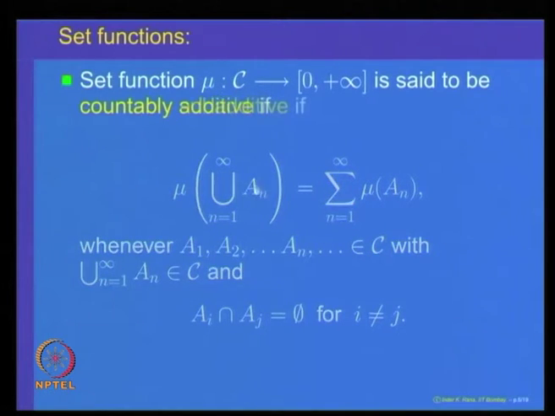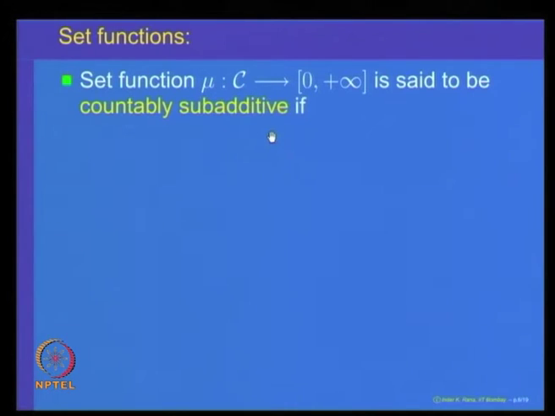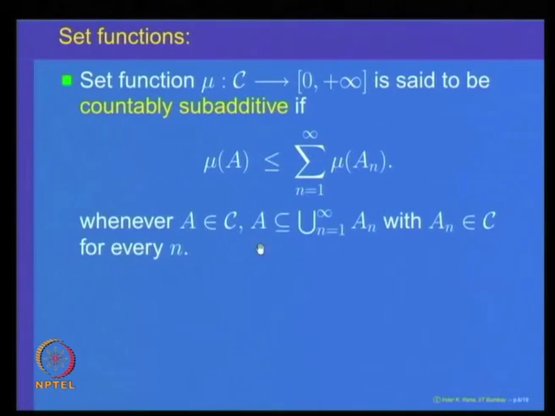There is another notion called countably subadditive: mu is countably subadditive if mu of A is less than or equal to the summation, n from 1 to infinity, of mu of A n, whenever A is a set in C and A is contained in the union of the A n's, where the A n's are also in C for every n.